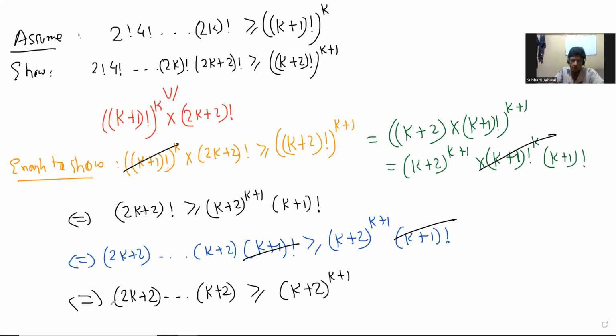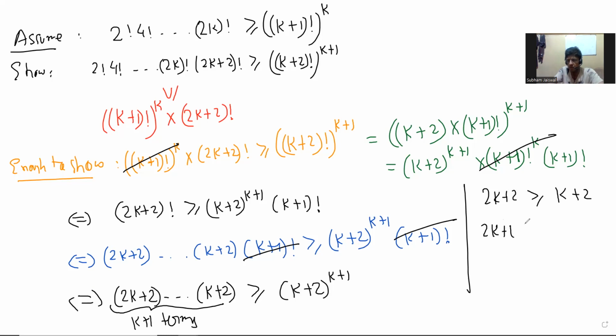Yes, right. Those are the two important things. Exactly. So there are k plus one terms, and each of them is bigger than k plus two. Right? You can just say that 2k plus 2 is bigger than k plus 2, 2k plus 1 is bigger than k plus 2, and so on, and multiply them. It's all the same thing. Simple.